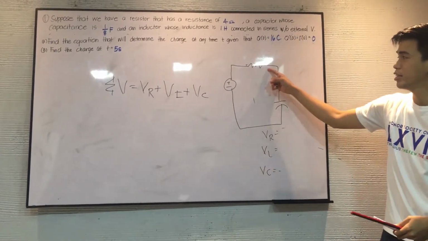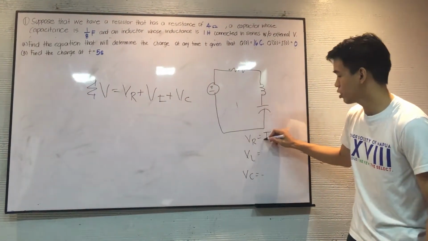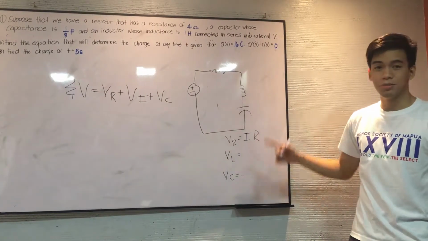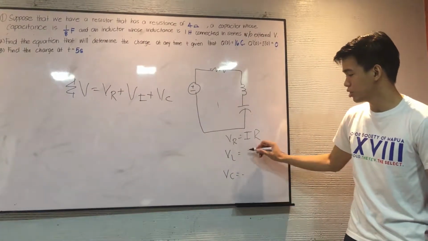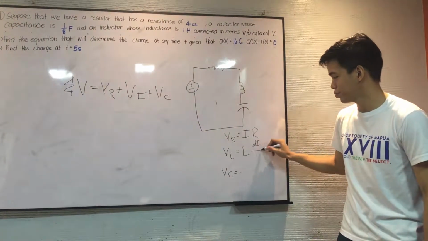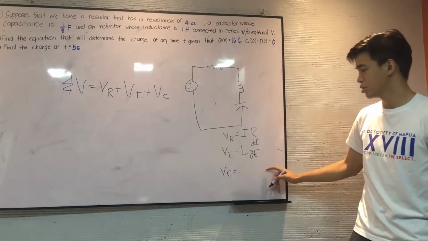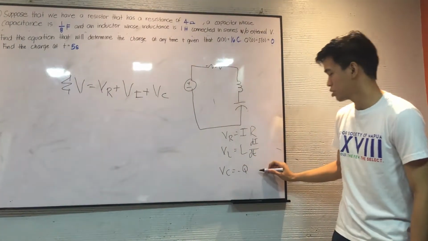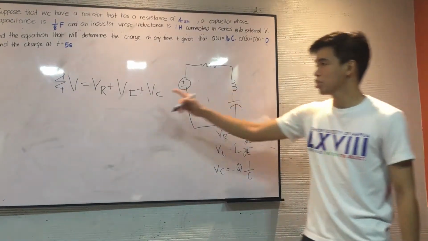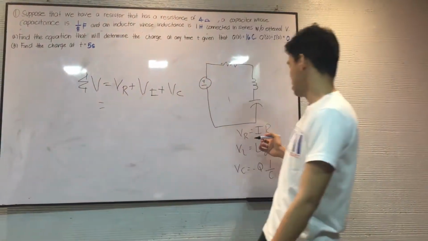Since in theory, the voltage within the resistor, as stated in Ohm's law, is equal to the product of the current times the resistance. And the voltage within the inductor is equal to its inductance times the instantaneous change of current over time. The voltage within the capacitor is equal to the charge times the reciprocal of its capacitance. So using this, we can substitute it here with their definitions.